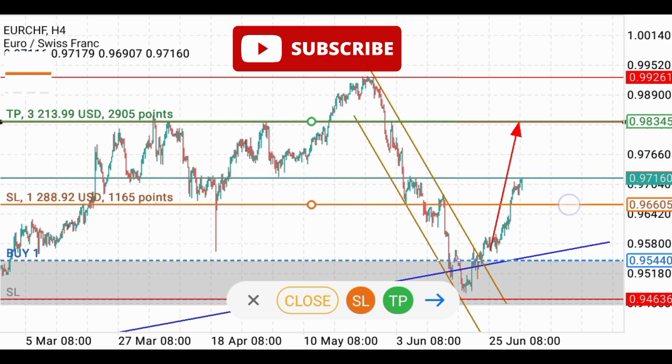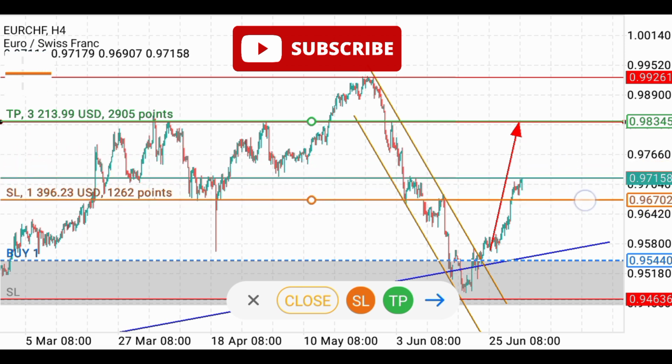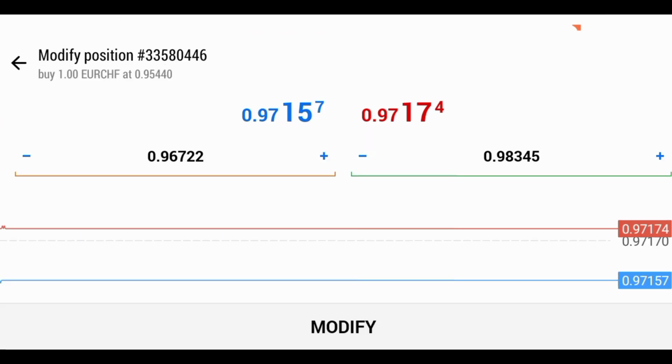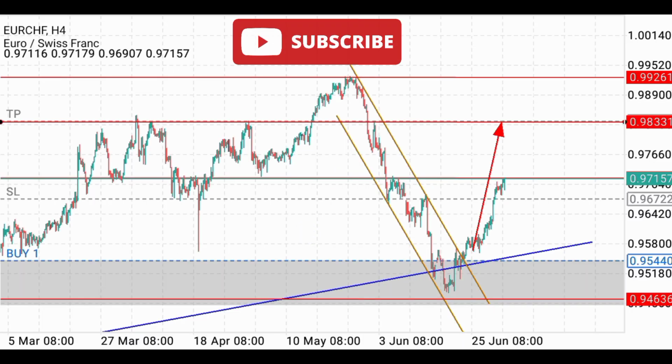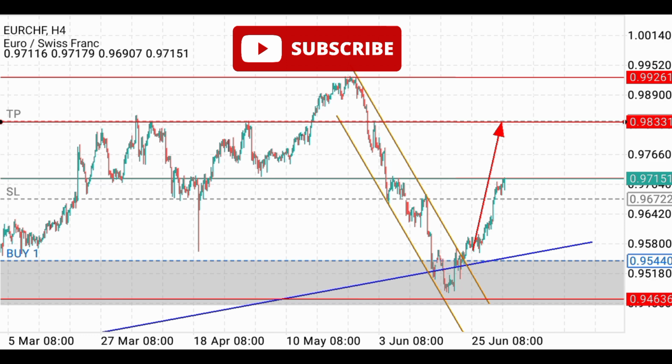So now I'm moving my stop loss to this point just below this area of consolidation. That is where I'll be placing my stop loss right now, while I still leave my take profit where it is. From below here where my stop loss is currently, I'm moving it now to this point. So I click on modify. Done. You see that is done. My stop loss has been moved from this point where it was to this area.